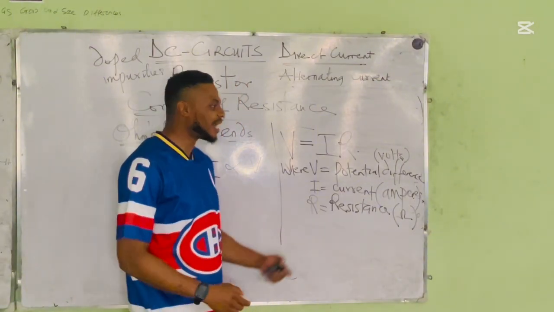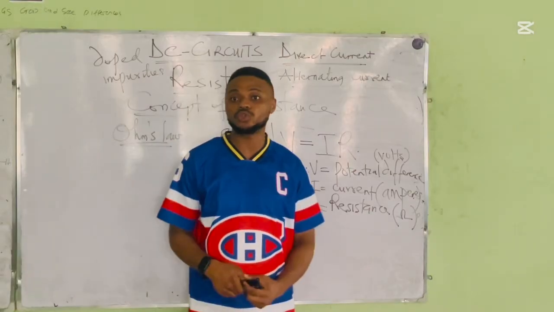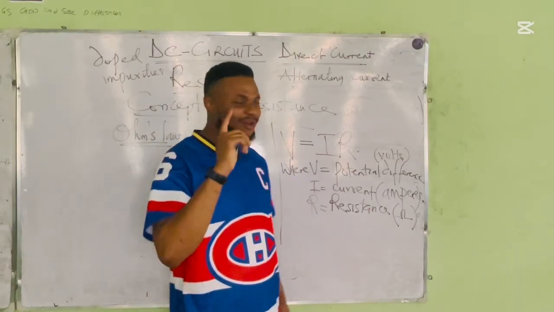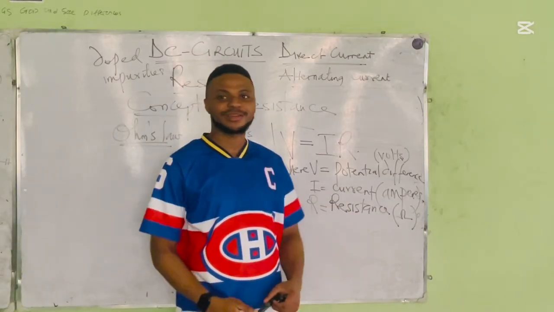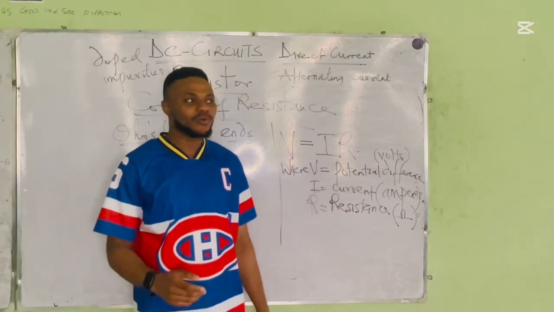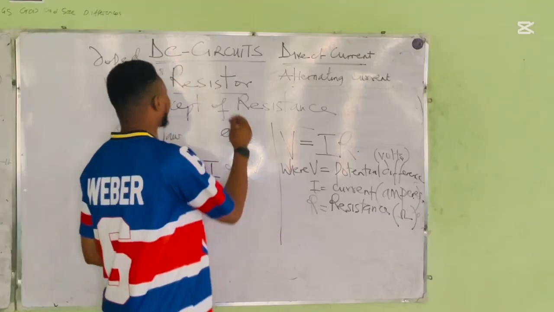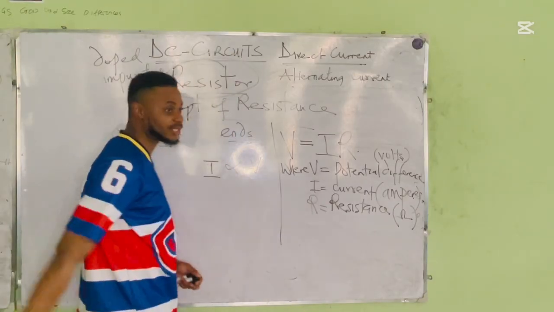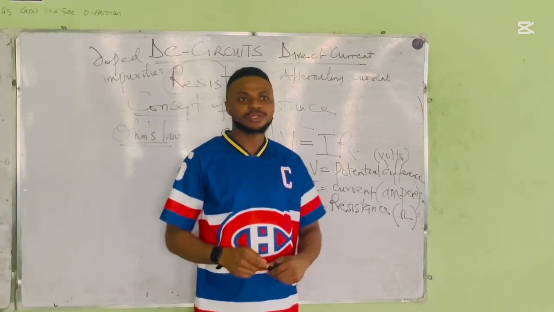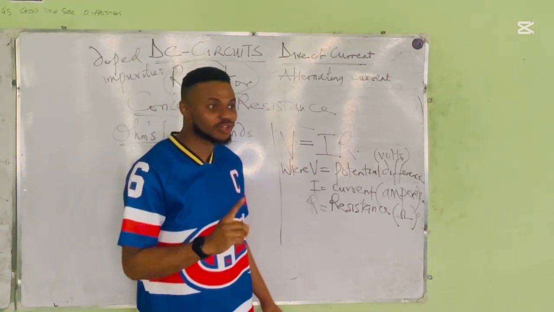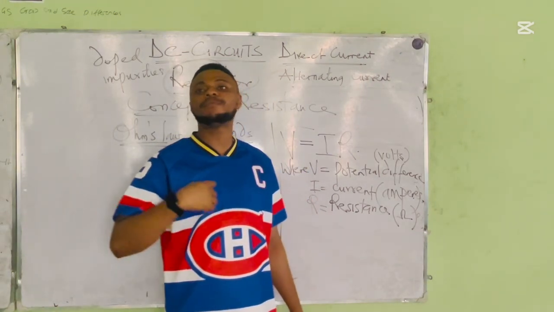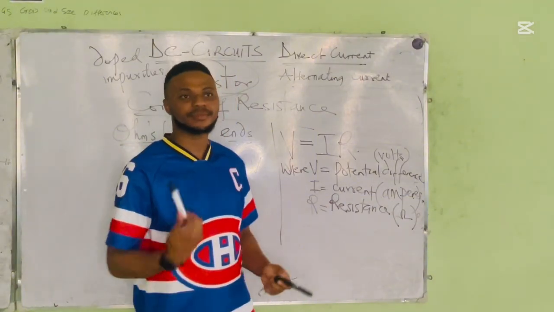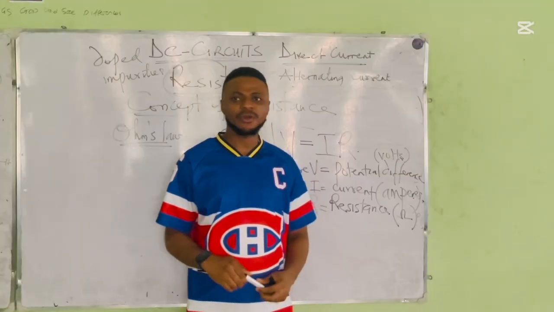So we say resistance is the property of a resistor to control or moderate the flow of electric current in the circuit. That is what resistance is. Now, the device that enables resistance to be possible in a circuit is called the resistor. Full stop.